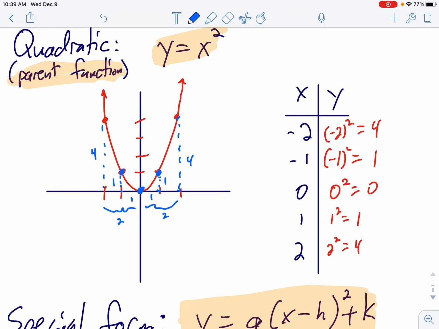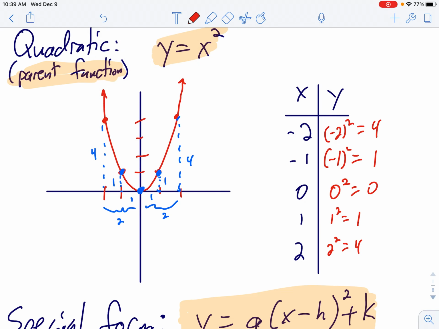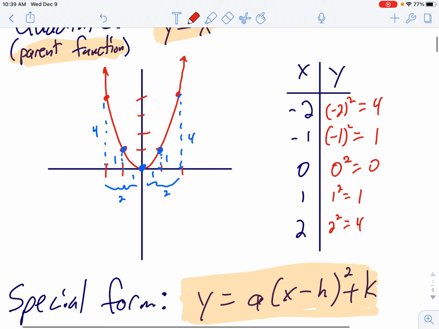So that's kind of some key features here. Oh, also, in a previous lesson I was supposed to bring up a couple of vocabulary terms, and I flat out forgot. So I want to mention this right now, and I'll be carrying it throughout this video. So this point right here, we already said it's called the vertex.